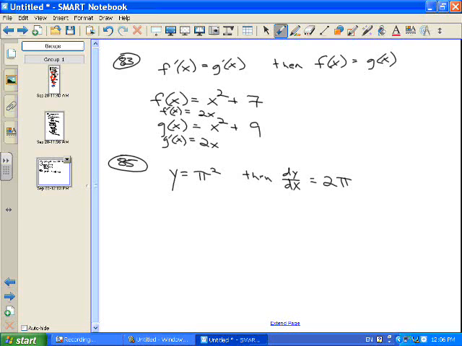All right, so what is the derivative of pi squared? It's something. It's 0. So that's why that one's false.